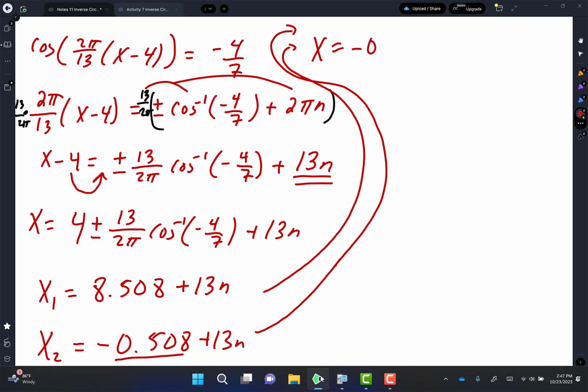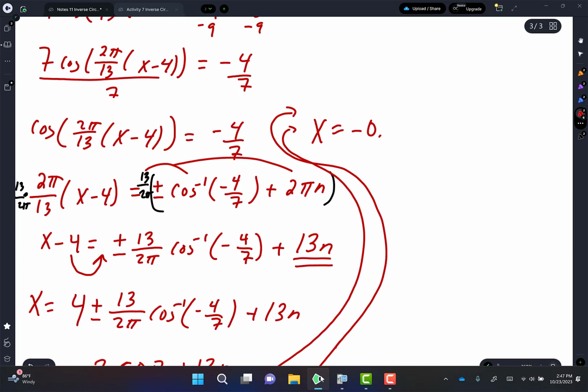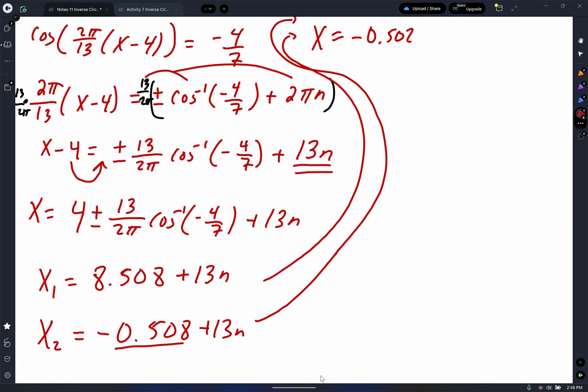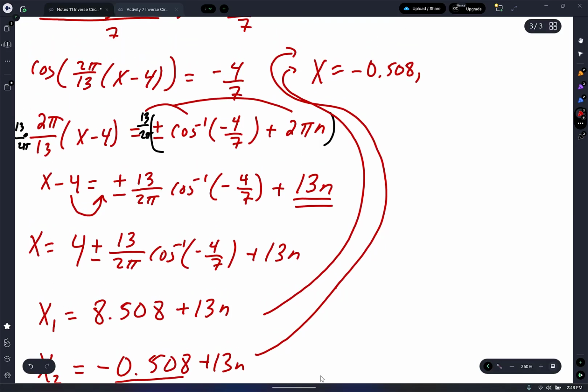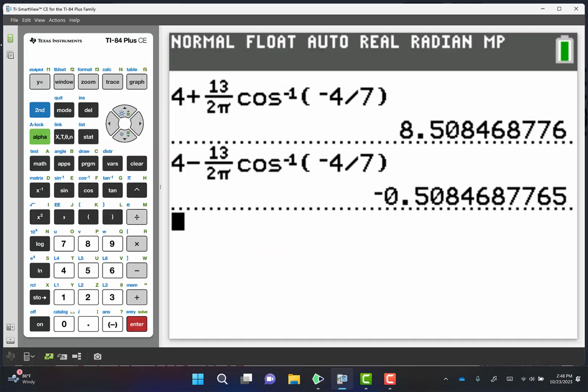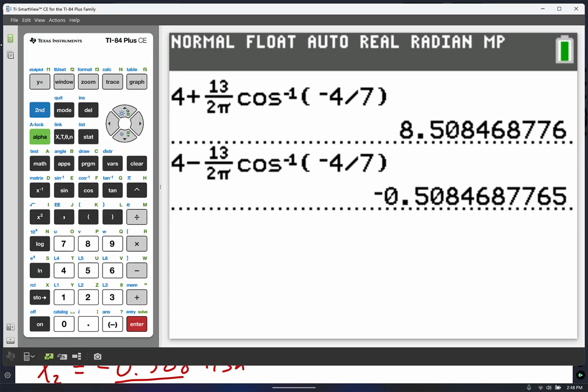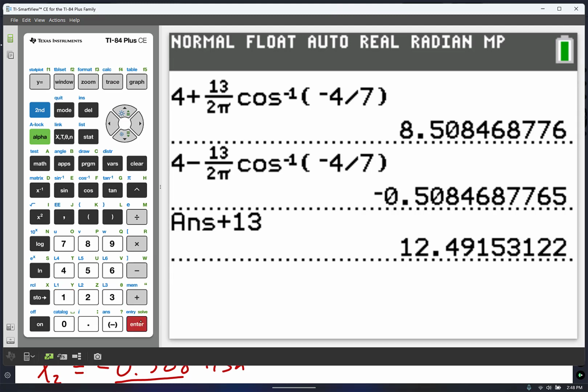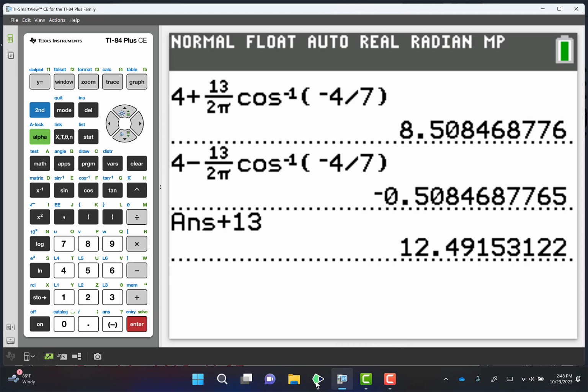Negative 0.508, comma. The next one, I'm going left to right. The next one is the 8.508, comma. If I add 13, I'm going to add 13 to the negative 0.508. I know that you can just look at the top and look at the answers, but I want you guys to see that you get the same thing. Plus 13, because I already have this answer right there. Enter. And look at that, 12.491 or 492.